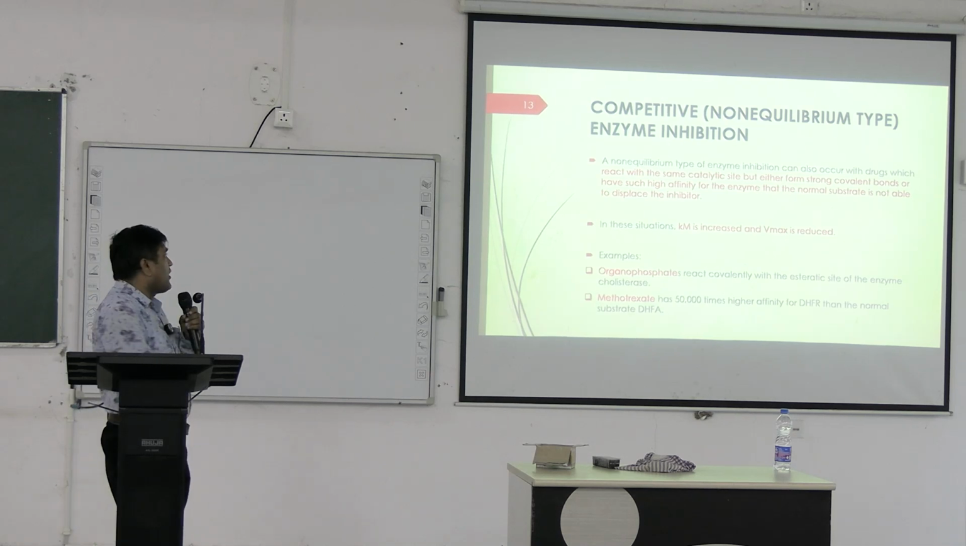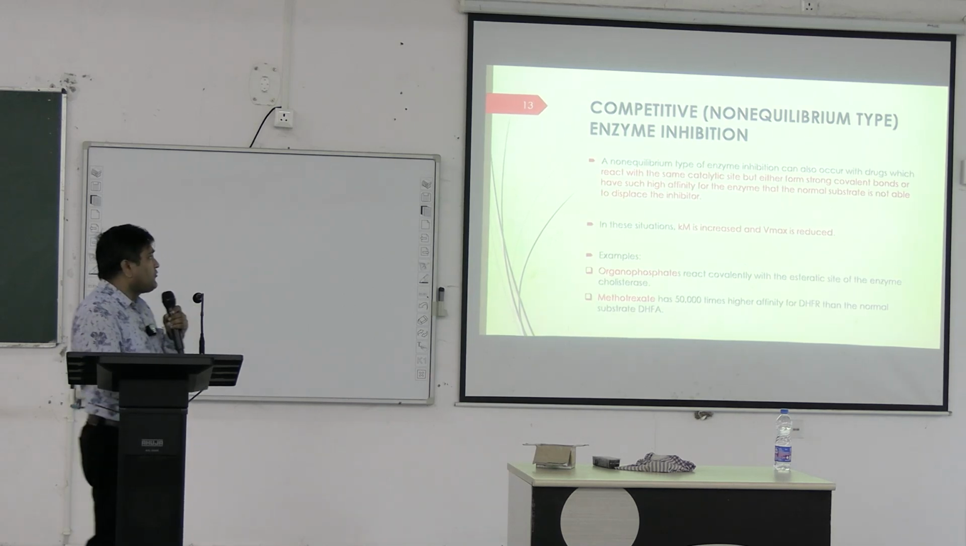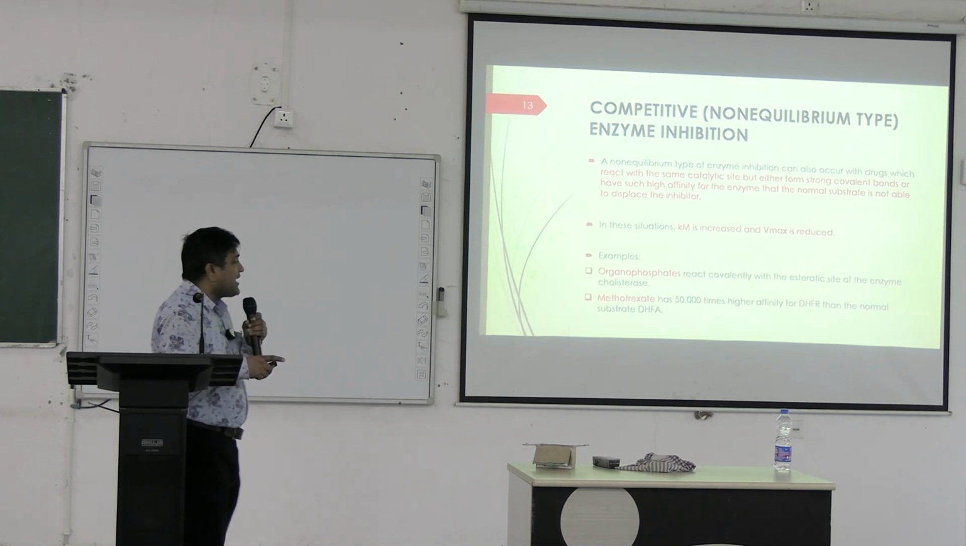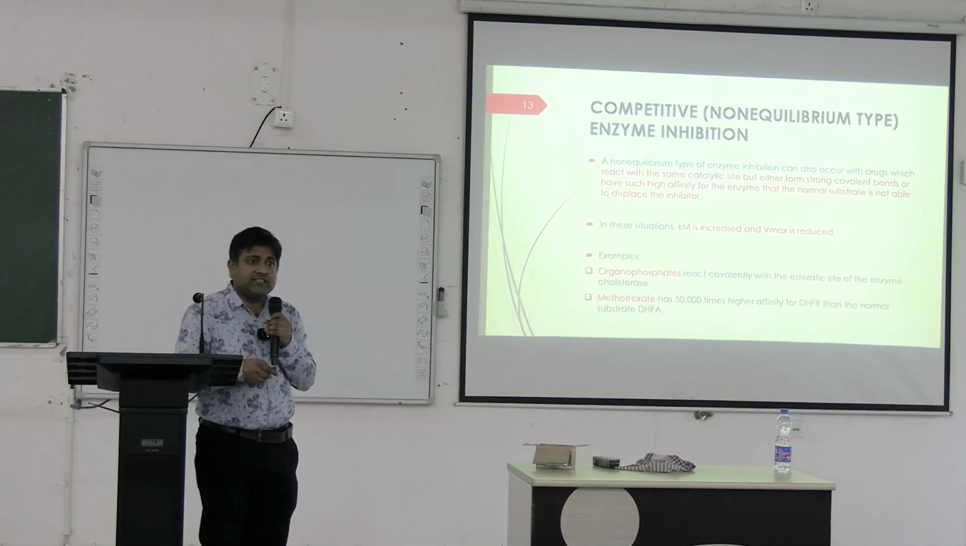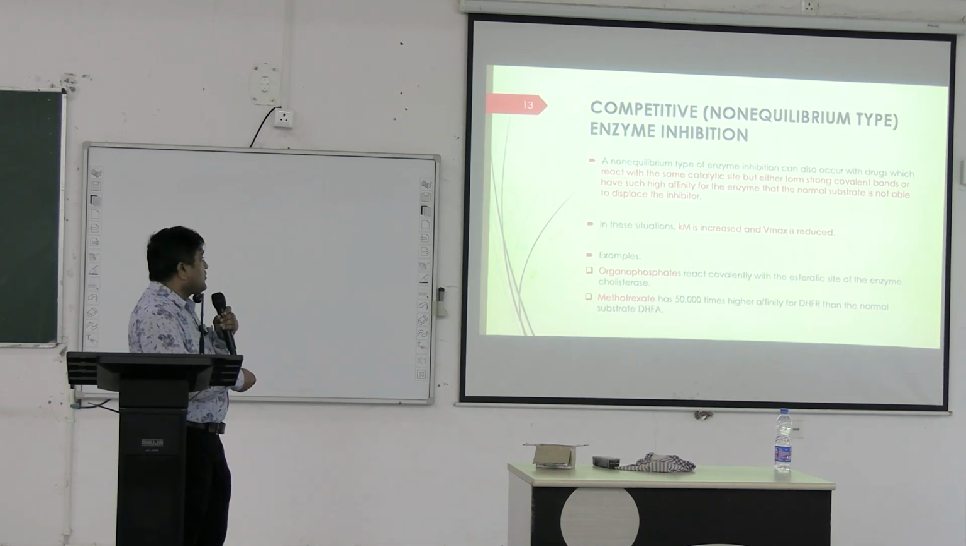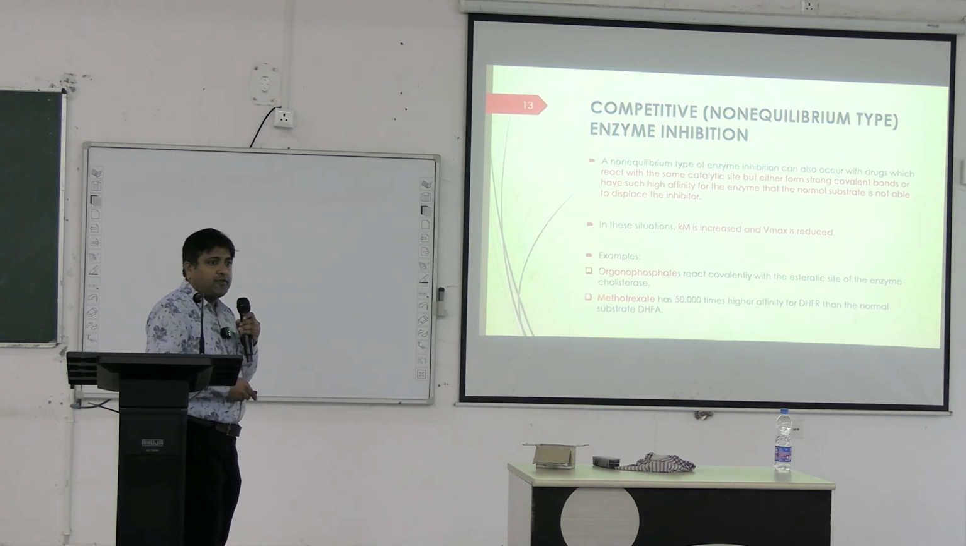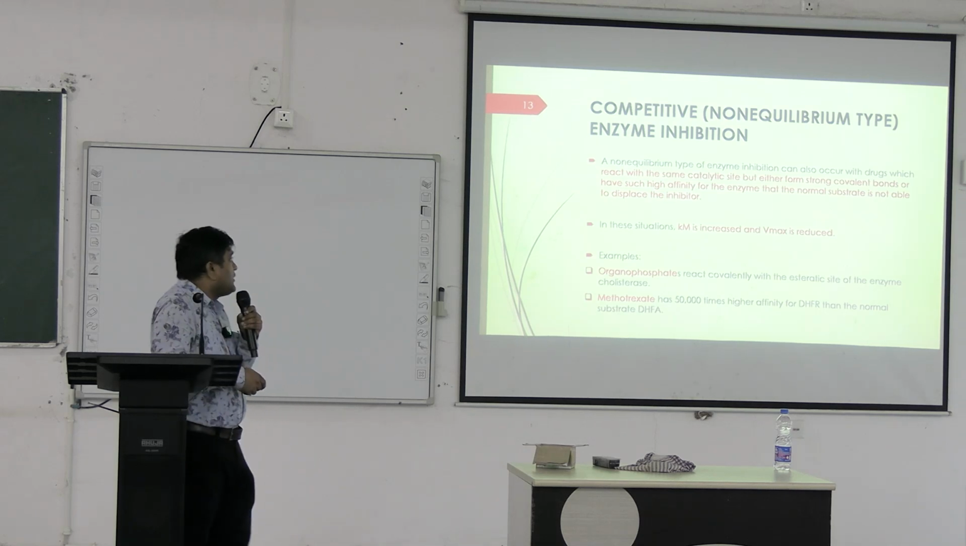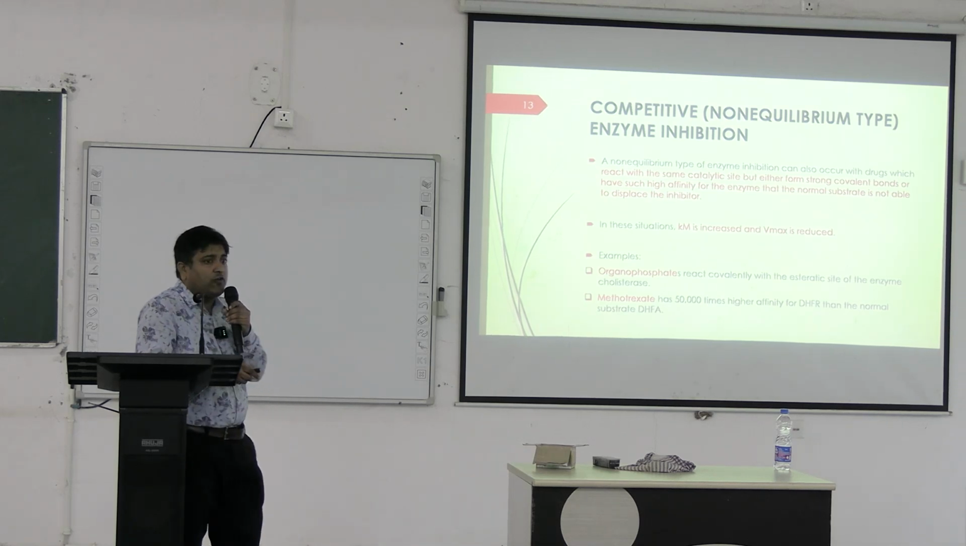Examples: organophosphates. Organophosphates react covalently with the esteratic site of the enzyme cholinesterase. Methotrexate has 50,000 times higher affinity for the enzyme dihydrofolate reductase than the normal substrate, dihydrofolic acid.